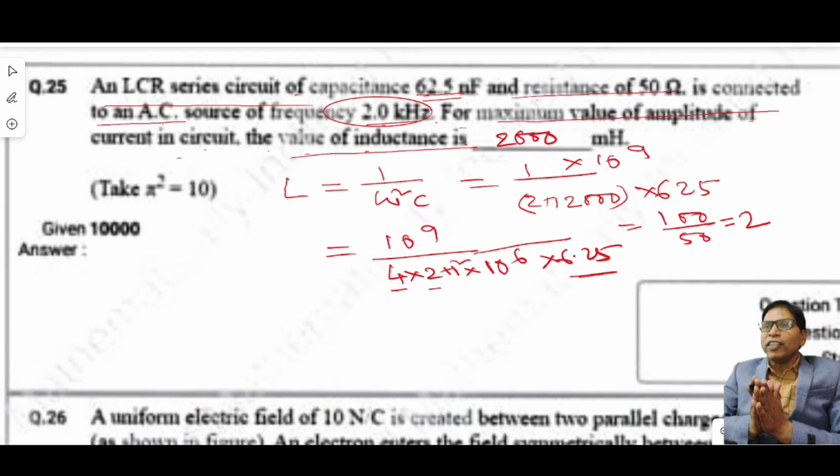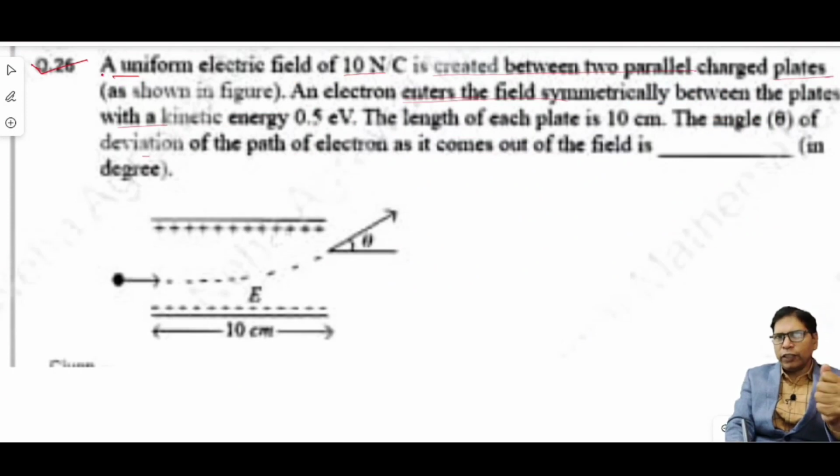So, 2000 millihenry is the value of inductance. Okay. Now, question number 26. A uniform electric field of 10 Newton per coulomb is created between the two parallel charged plates as shown in the figure. Look at this.